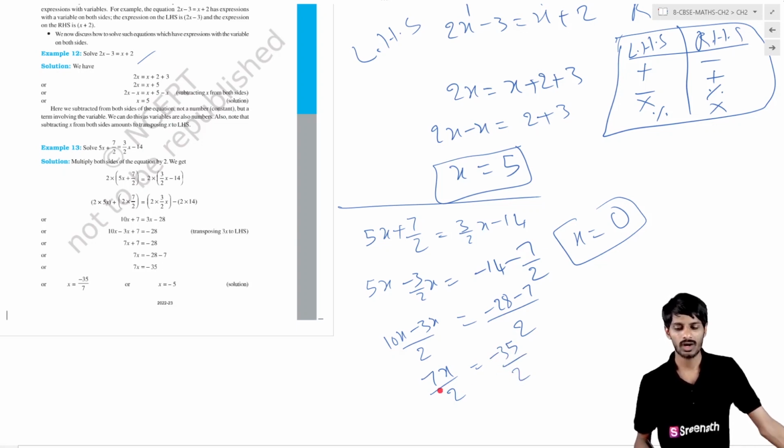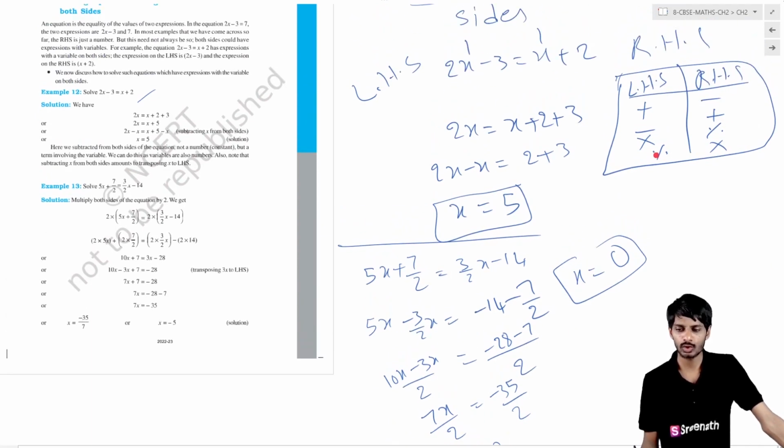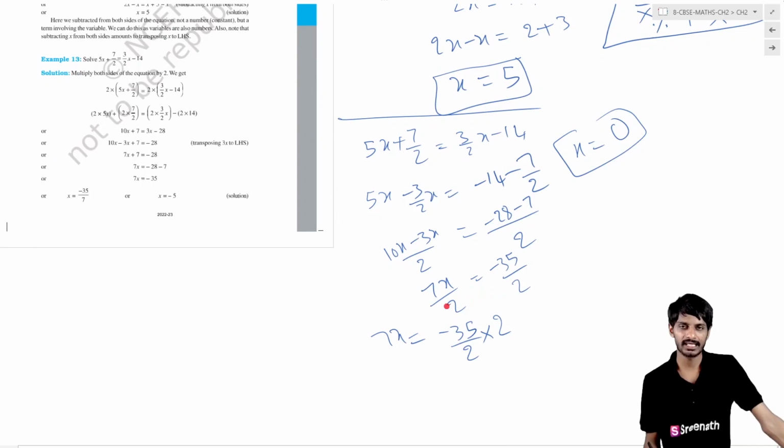Okay, another thing we can do is take this 2 which is multiplying to this side. What happens? It must be divided. That is 7x equal to minus 35 by 2 into 2. Why is it dividing here? What I have told you, if it is dividing on the left hand side, after going to the right hand side, it must be multiplied. So it is dividing here, so I have taken it to here, and here it is multiplied. So this will be cancelled. So 7x equal to minus 35.